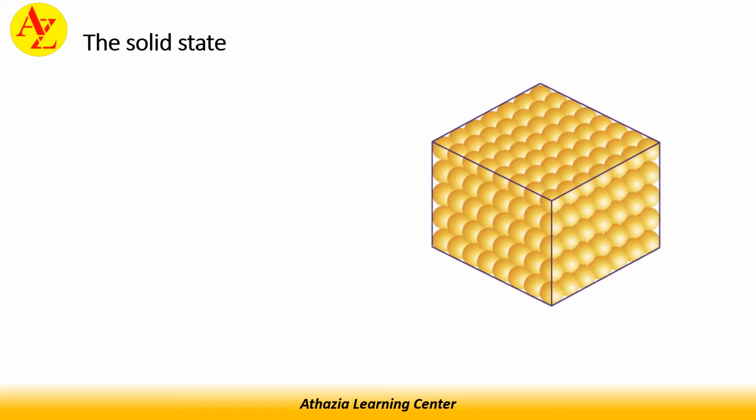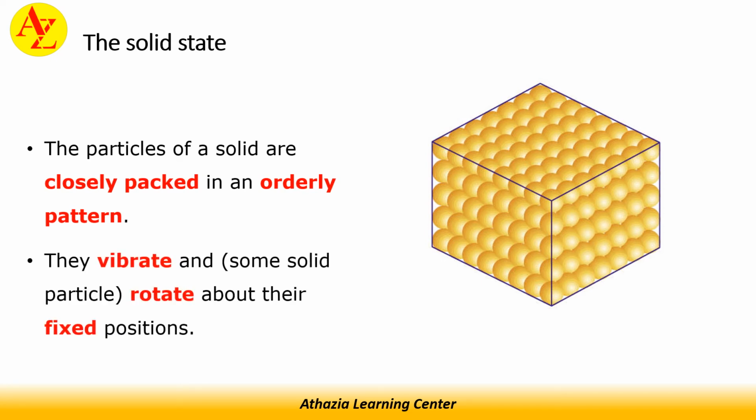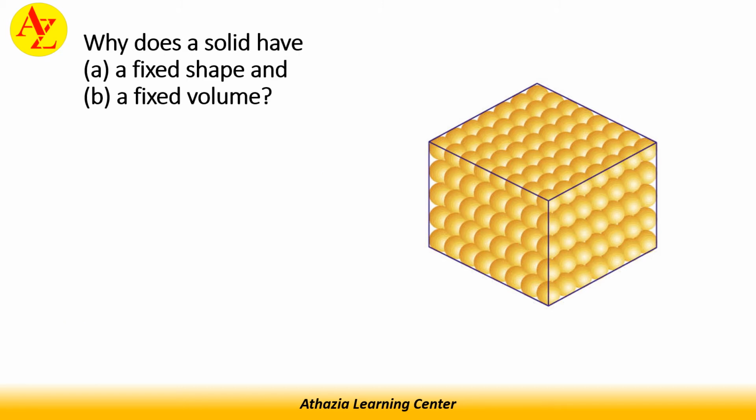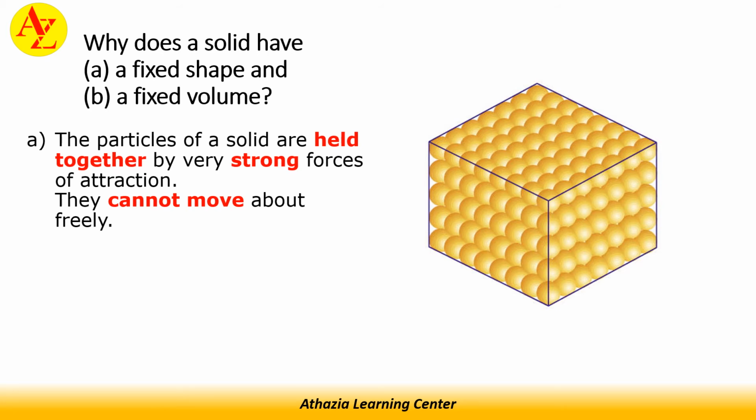This is matter in solid state. If we analyze the structure in the picture on the right, we know that the particles of a solid are closely packed in an orderly pattern. They vibrate. Some solid particles can rotate about their fixed positions. Why does a solid have a fixed shape? The particles of a solid are held together by very strong forces of attraction. They cannot move about freely.